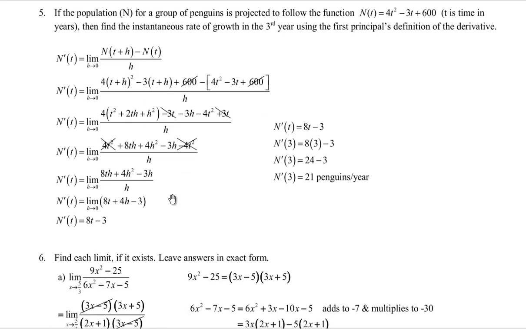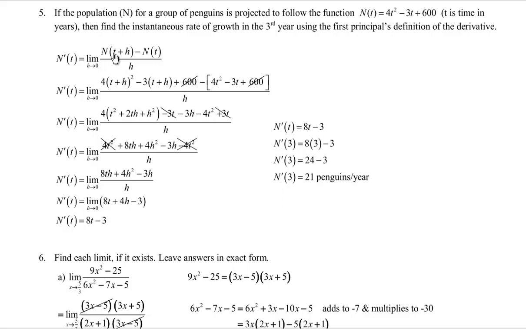Question number 5. So same formula. What we're asked to do now is find the instantaneous rate of growth in the 3rd year. So we're getting into actually evaluating the value of the derivative. The instantaneous rate of growth is the derivative value at a specific point. And so N prime, what we're finding here, will be the limit as h tends towards 0 of N of t plus h minus N of t. I'm using t here because that's the variable in the formula, over h.